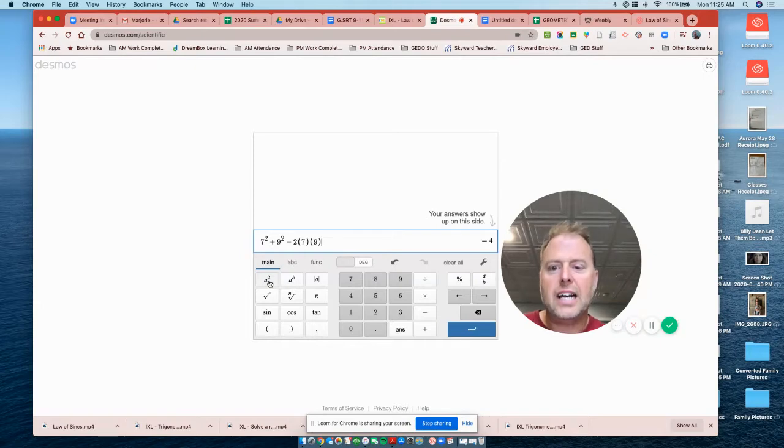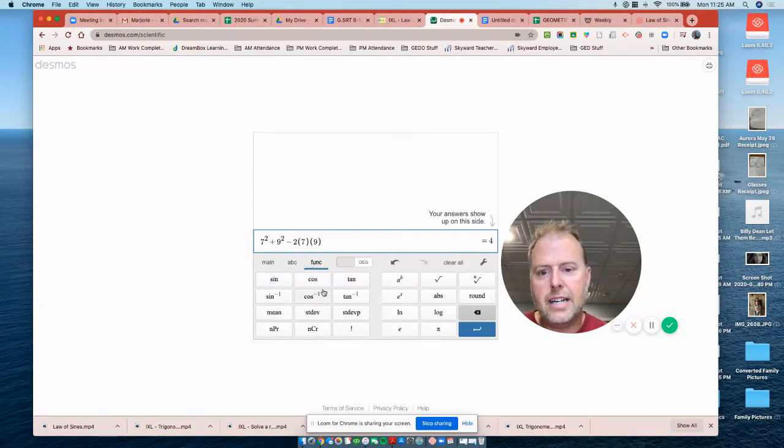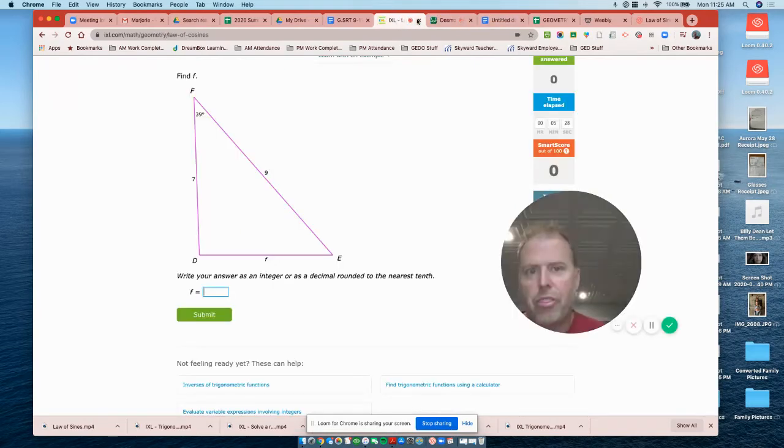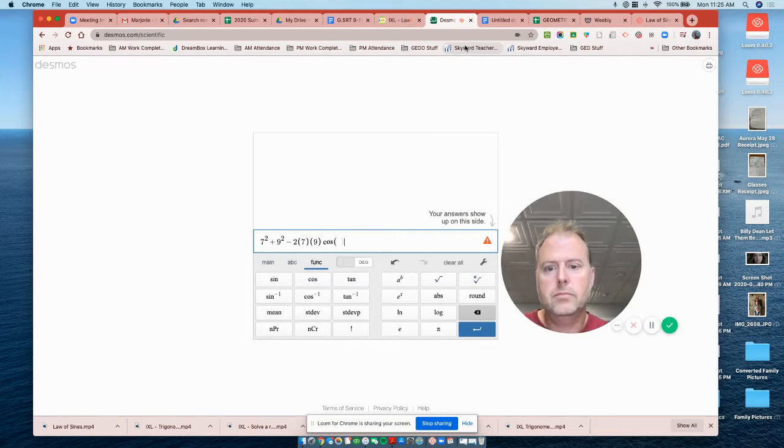Times the cosine function here to get that. So cosine of, let's see what that number was again, 39. And showing me 32.0769.